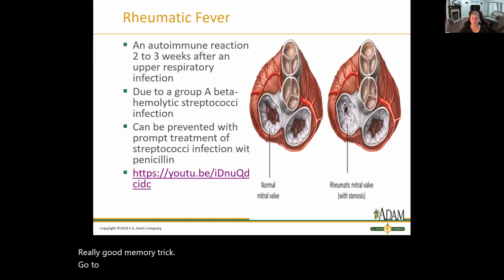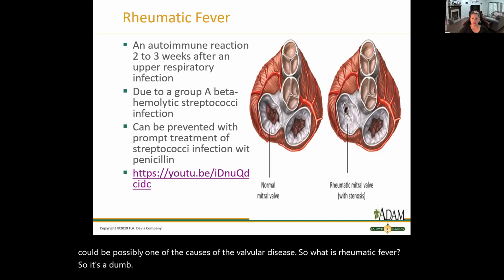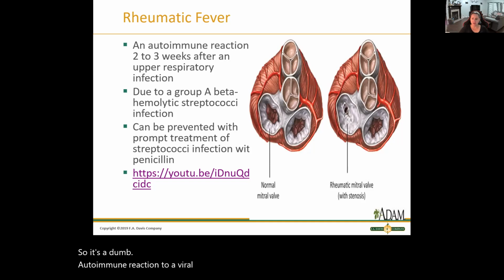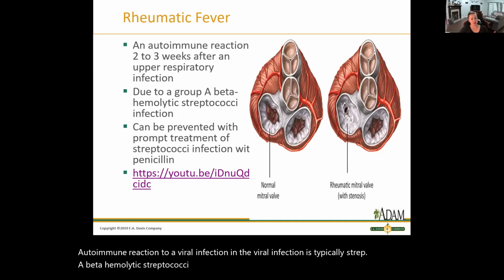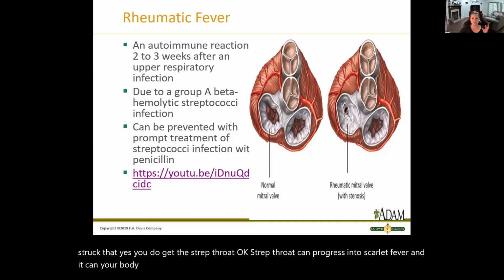Okay, so let's talk about rheumatic fever, because you remember that we said this could be possibly one of the causes of the valvular disease. So what is rheumatic fever? It's an autoimmune reaction to a viral infection, and the infection is typically strep, a beta hemolytic streptococcal infection, which we all know as strep. This is the same kind of strep that, yes, you do get the strep throat, okay? Strep throat can progress into scarlet fever, and your body will continue to launch an immune response against various tissues within the body to try to combat that strep.